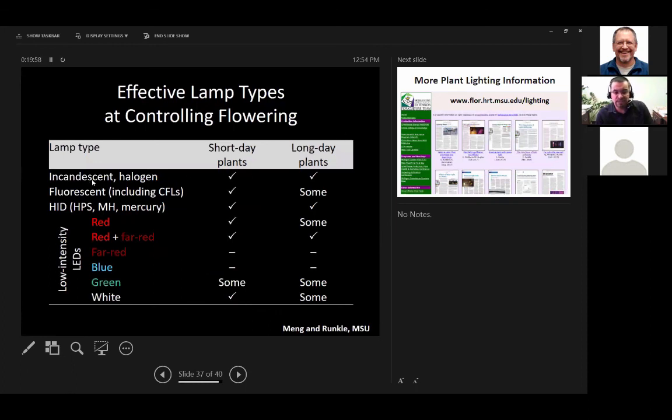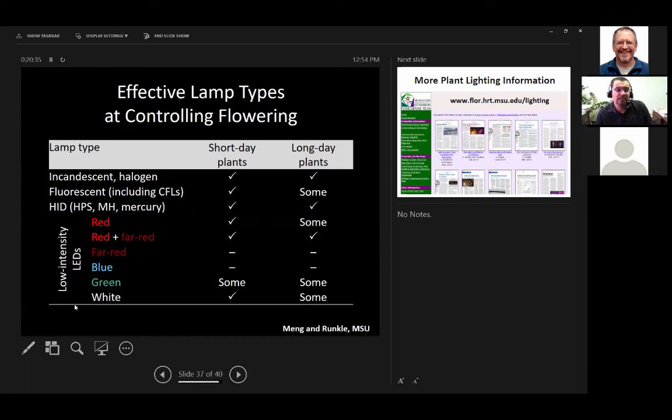As Chris mentioned, incandescent or halogen lamps are effective for both short day as well as long day plants. One of the problems is that these lamps have been phased out of production. However, you still can find them. It's going to be a little bit more difficult. Those fluorescent lamps, such as the compact fluorescents, are effective on keeping short day plants vegetative. However, they're not necessarily as effective at inducing flowering of all long day plants. The high pressure sodiums or the high intensity discharge lamps, again, are very effective with short day plants as well as with long day plants.